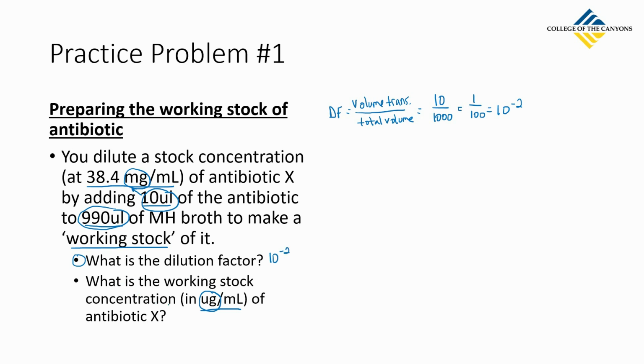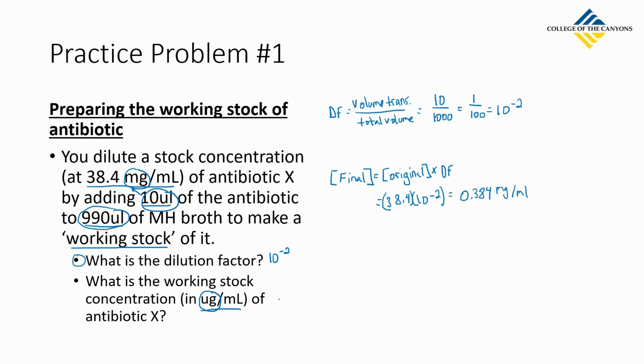Now we want to figure out what's the working stock concentration. So final concentration, I'm just going to put final in brackets to indicate final concentration, is the original concentration times the dilution factor. So the original concentration is 38.4 milligrams per mil. I'm going to leave the units off for a moment. Times the dilution factor, 10 to the minus 2. So 38.4 times 10 to the minus 2 is 0.384, and that's milligrams per mil.